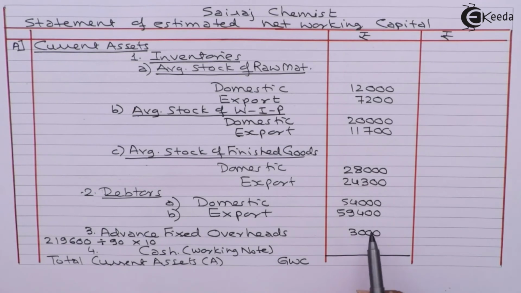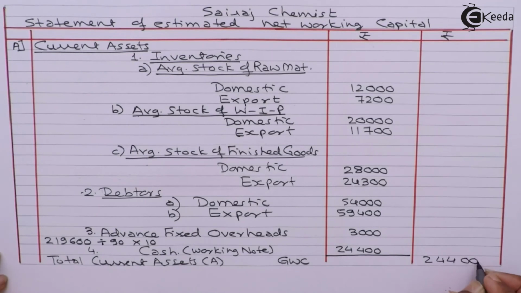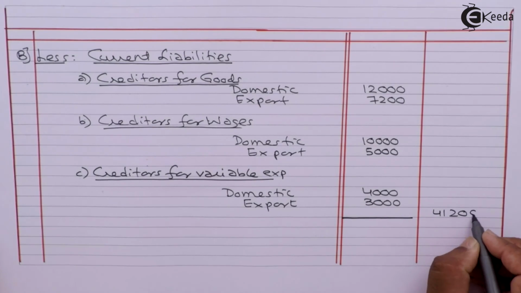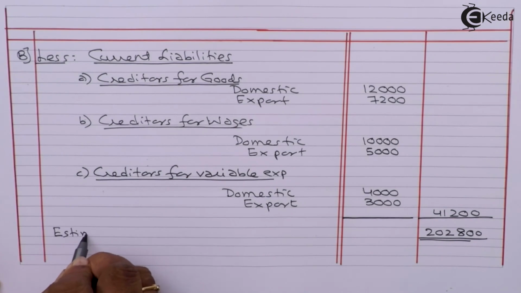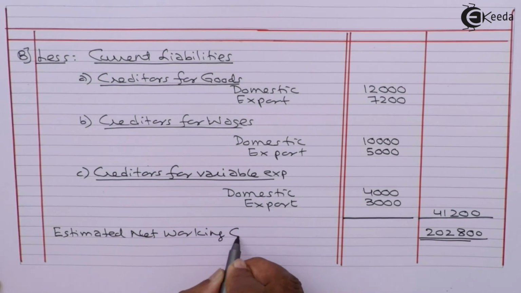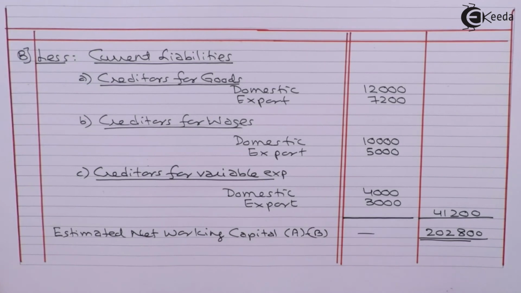Current assets till cash is 2,19,600. We'll divide this by 90 and multiply it by 10. So it comes to cash balance 24,400. We'll add this to total current assets now. So gross working capital we have now 2,44,000. Total current liabilities 41,200. This will be deducted from gross working capital. Estimated net working capital is 2,02,800.